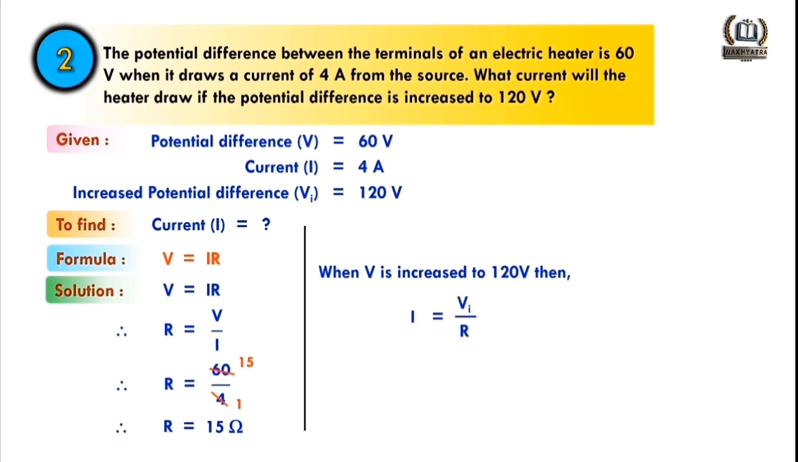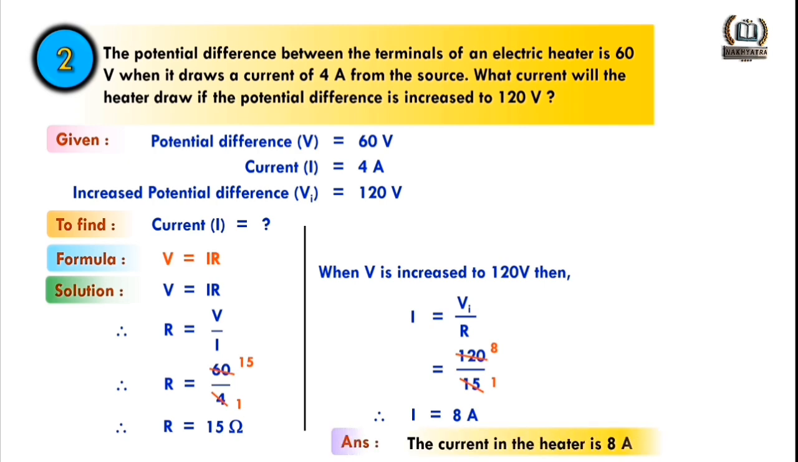So we will get I equal to V1 by R. This V1 means the increased potential difference. So the increased potential difference is 120 and the resistance we found is 15, right? Now by doing the calculation, we will get current I equal to 8 ampere. So the current in the heater is 8 ampere. Clear everyone? So after the potential difference increases to 120 volt, the current will be 8 ampere.